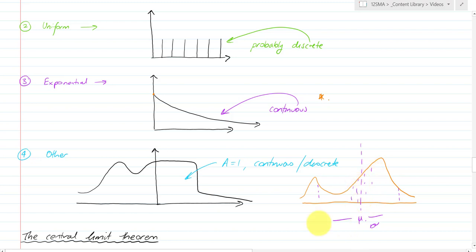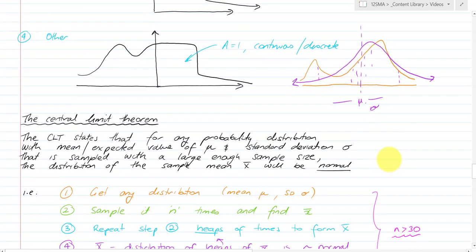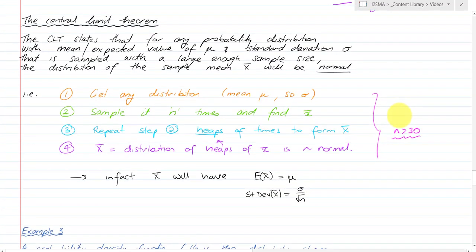And so what happens is your sampling distribution of means will come out as normal, and that's the idea of this topic. In fact, that's the idea of the central limit theorem, which you may see quoted again in your exam, and you may see me call it the CLT. The CLT states that for any probability distribution with mean mu and standard deviation sigma, where the sample size is large enough, the distribution of the sample mean will be normal, as we've just spoken about.